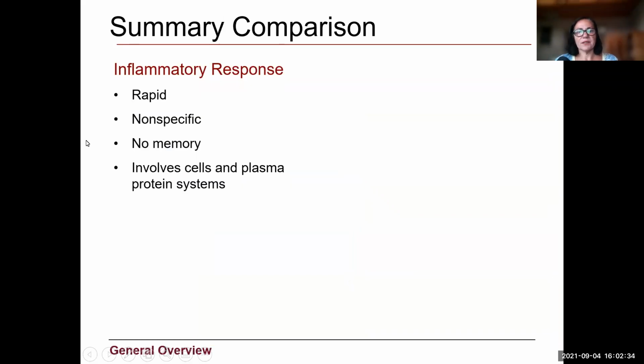So, a summary of the inflammatory response: it's rapid, within minutes, a few hours. Non-specific, you're responding as a class to bacteria, not to a particular bacterium and this particular protein on that bacterium. There's no memory. The first reaction is the same as the 100th reaction, or exposure. And we've said it involves cells and the plasma protein systems.